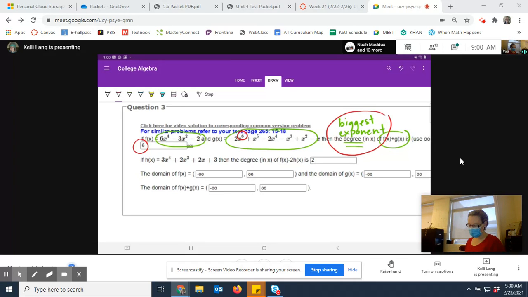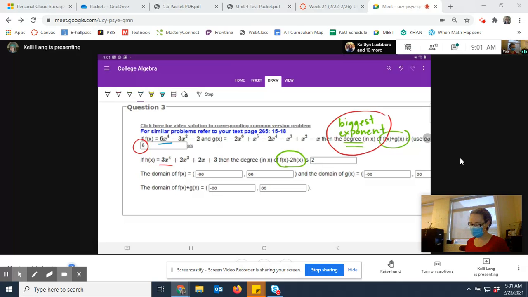The next part asks you to, let's start erasing some of this stuff. The next part asks you for a degree in a polynomial that they have you construct from f of x minus 2h of x. So this one we might have to think about a little bit. So h of x is here, and our biggest degree is 3x to the fourth. So 4 would be our degree of this polynomial. Of f, our degree would be x to the fourth from this 6x to the fourth.